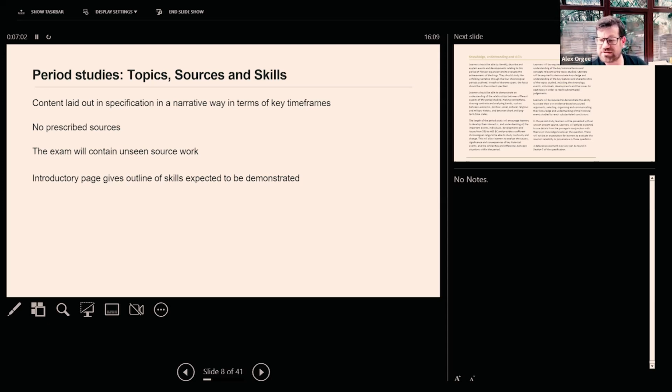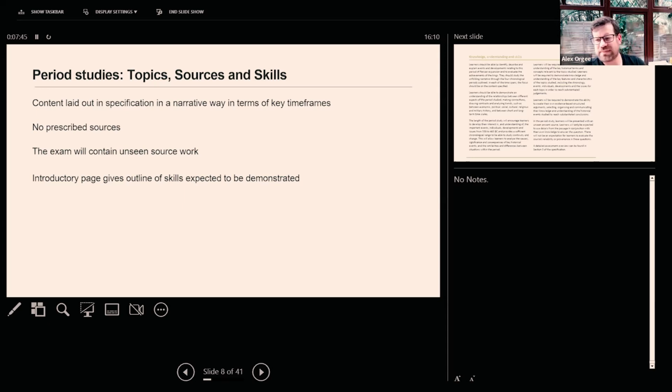Both the period study and the longer period study were designed to be taught in a very narrative history way. The specification has the content laid out in a narrative in terms of key timeframes, and we expect teachers to teach the content as listed in the specification and then weave in ancient sources where they see it as most appropriate. As a result of this approach, there are no prescribed sources for the period or the longer period study. As we will see later, the exam does contain some unseen source work.